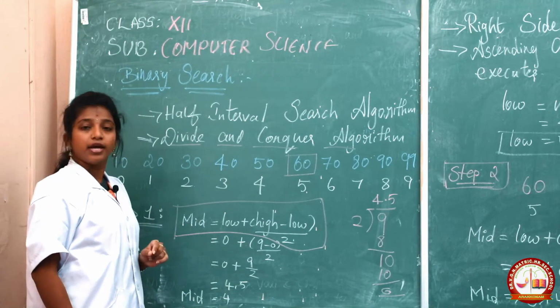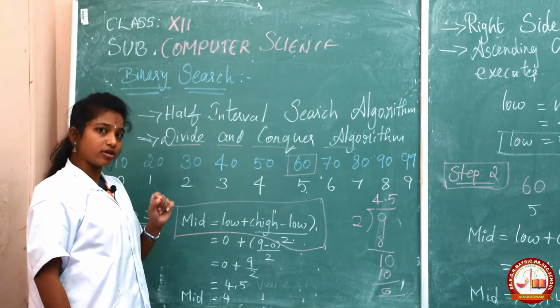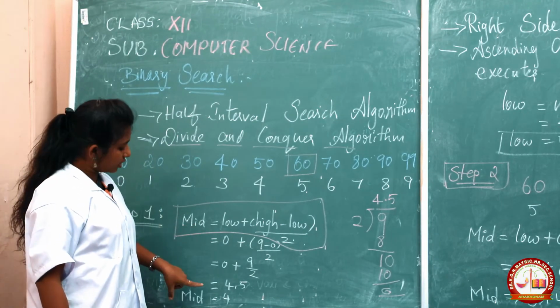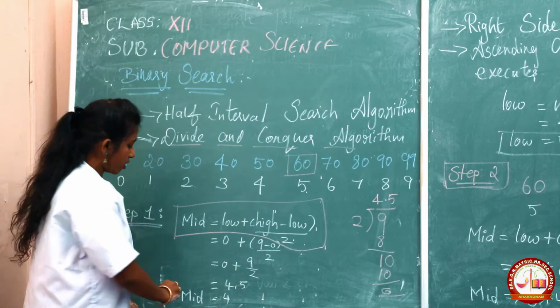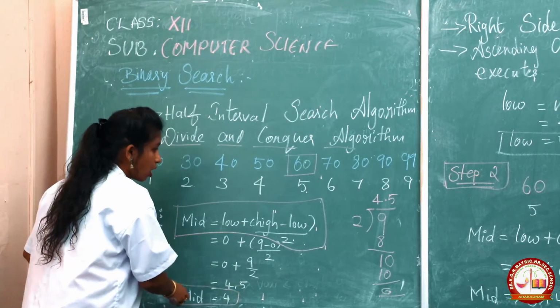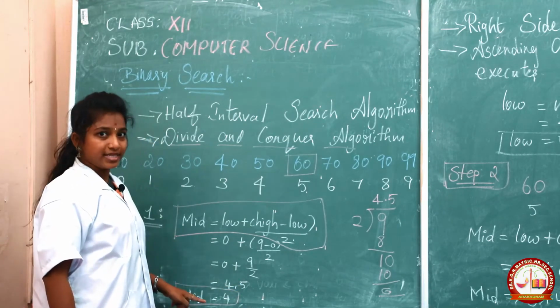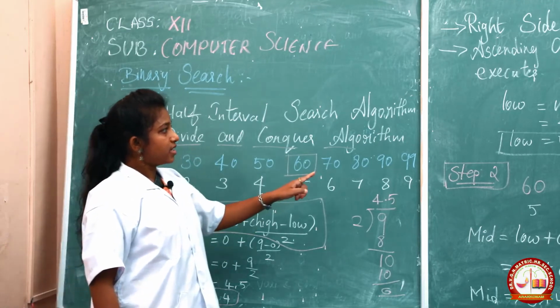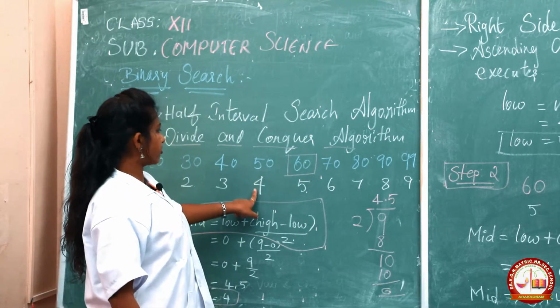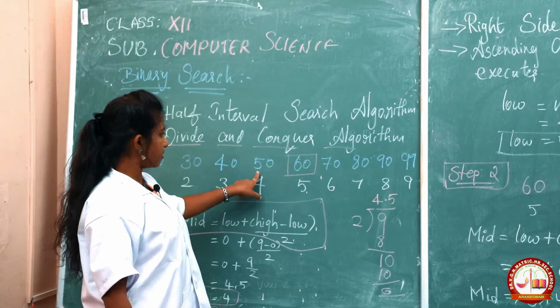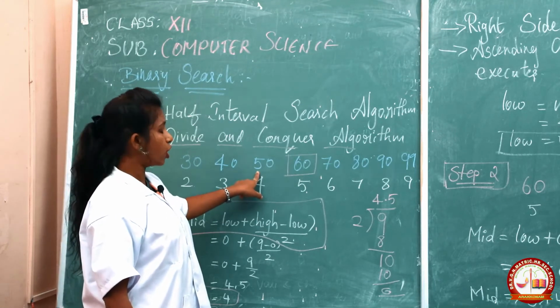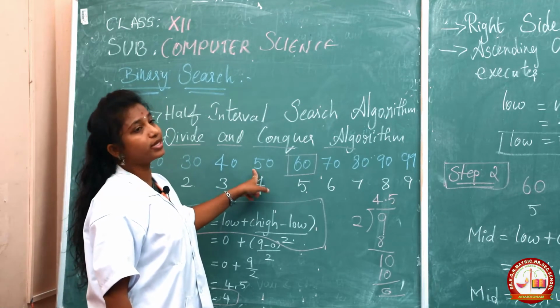Our system is not able to read the pointed value, so it will take only the round value, which is 4. Now our mid value is 4. This is our mid value, and this is our searching element, 50. Is it right? No. So I am going to the next step.